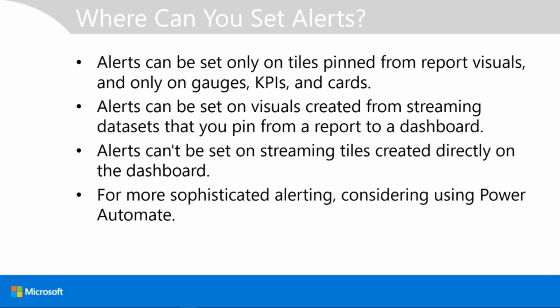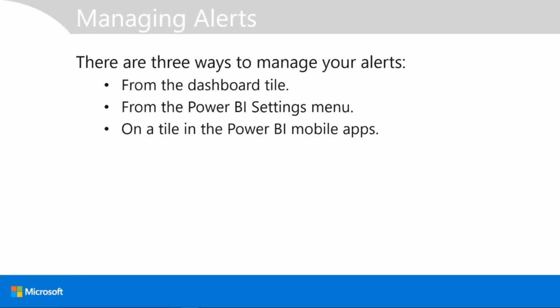Alerts can be set on tiles pinned from report visuals and only on gauges, KPIs, and cards. Alerts can be set on visuals created from streaming datasets that you pin from a report to a dashboard. Alerts cannot be set on streaming tiles created directly on the dashboard. For more sophisticated alerting, consider using Power Automate. And there are 3 ways to manage your alerts: from the dashboard tile, from the Power BI settings menu, or on a tile in the Power BI mobile apps.